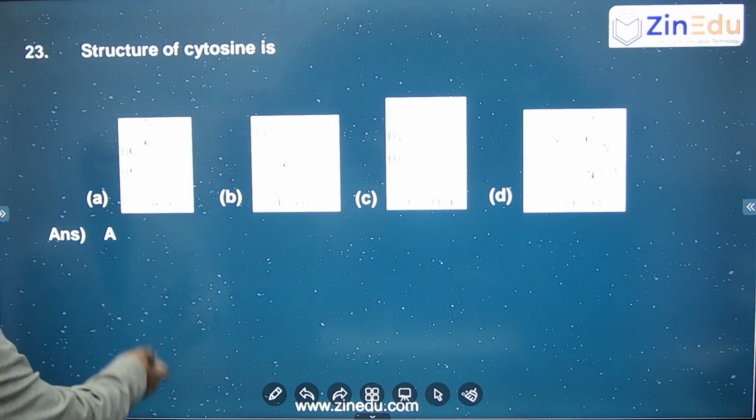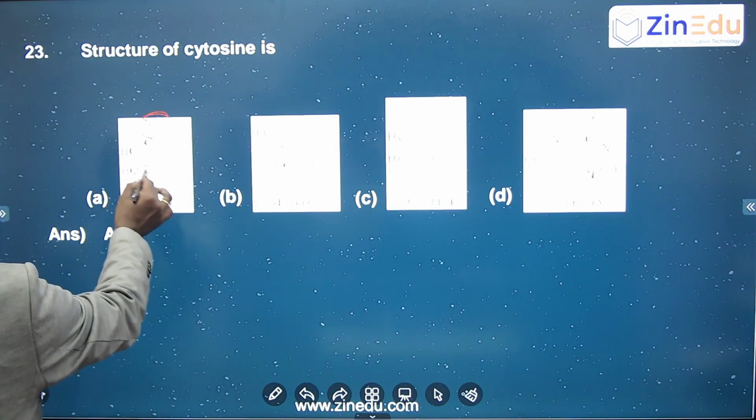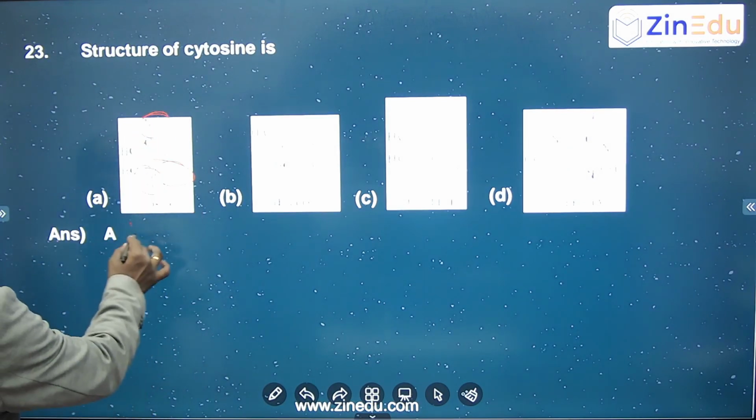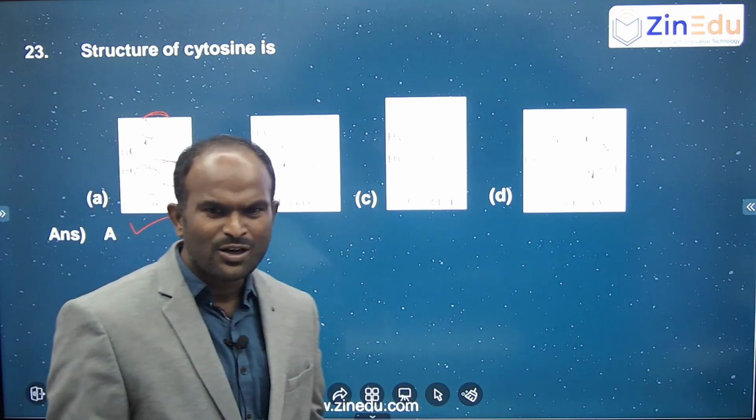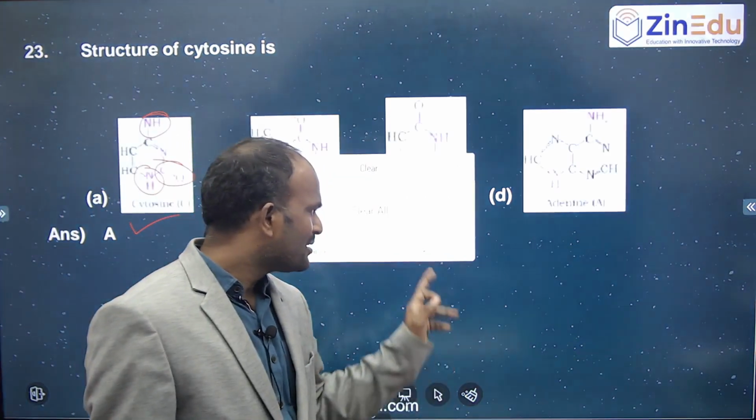So cytosine, we know that the NH2 groups are opposite and C double bond O. This is going to be cytosine, which is clearly memory based. No need to explain this structure.